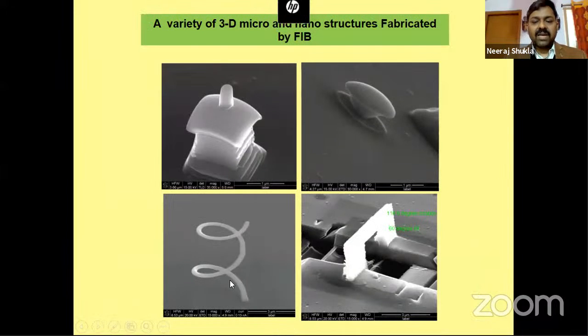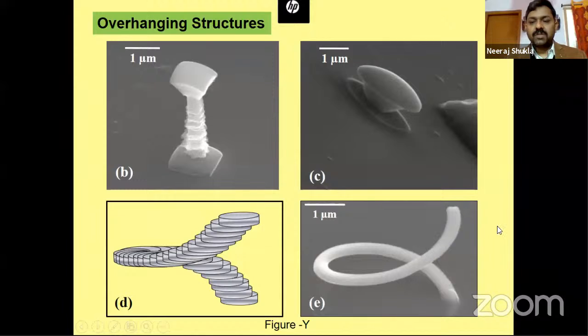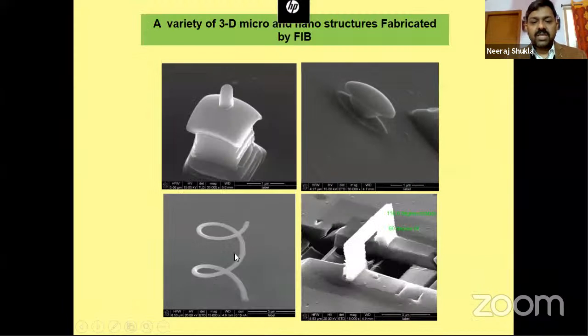I said that this is the one-pitch spring, an overhanging structure. Here I joined another turn, and you can see the resulting structure.